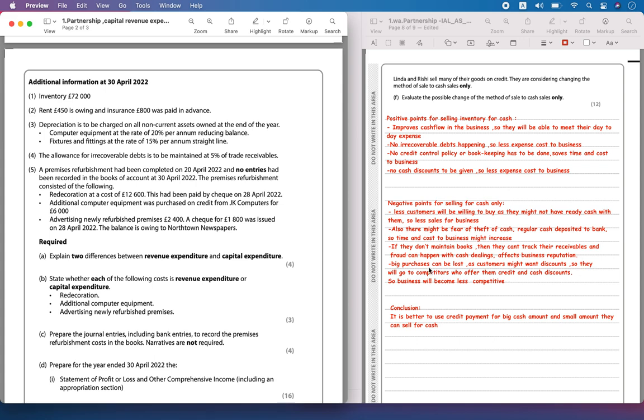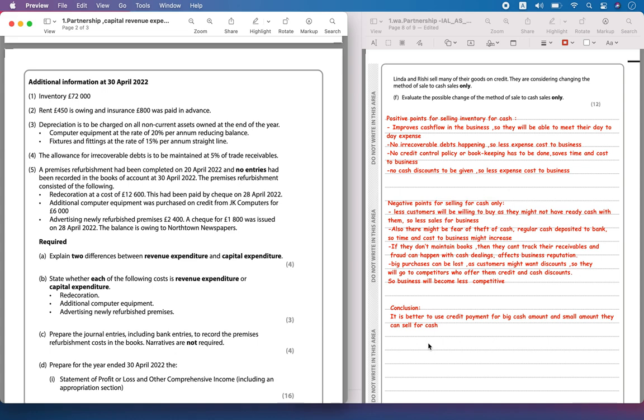Then also, for any big purchases of a large amount of inventory, the customers might want some discounts and also want credit, so they might go to a competitor who offers such features, which means the business will become less competitive.